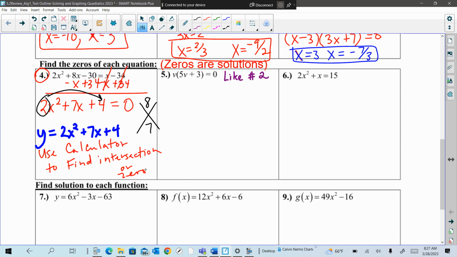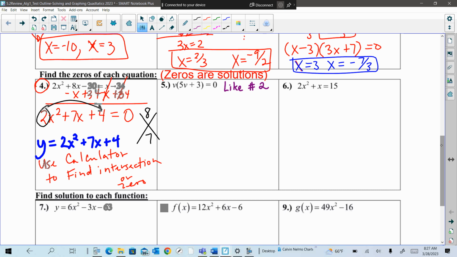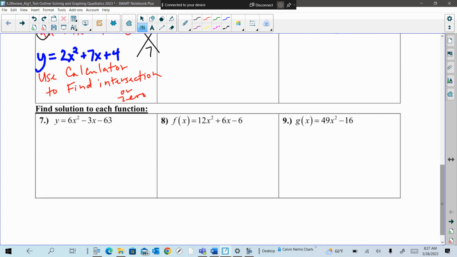All right, so number 5 is like number 2, and number 6 is like number 3, because you have to make it equal to 0. So I'm not going to do those. I want you to try to do those yourself. I want to do another calculator one, and we're going to do that with number 7.